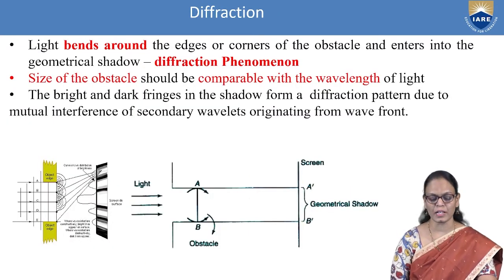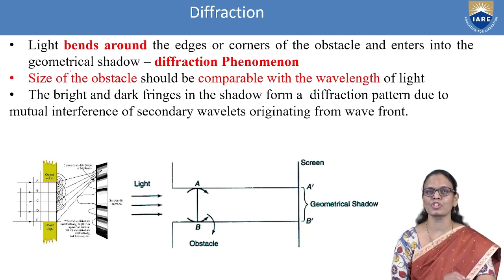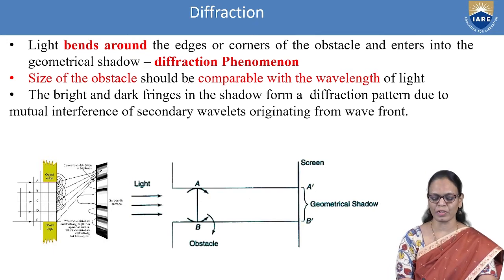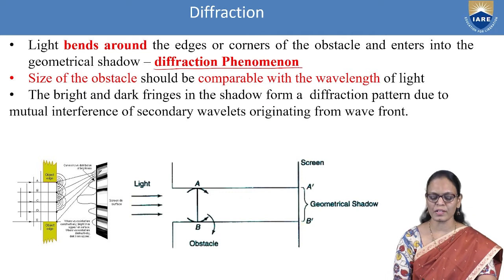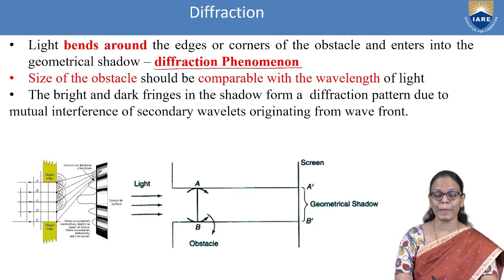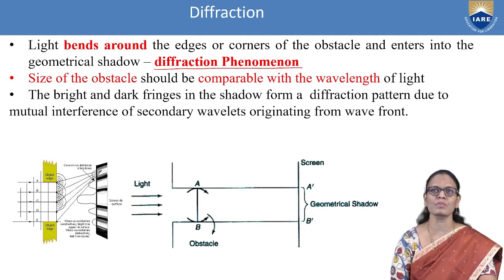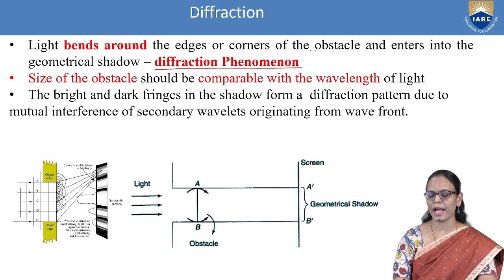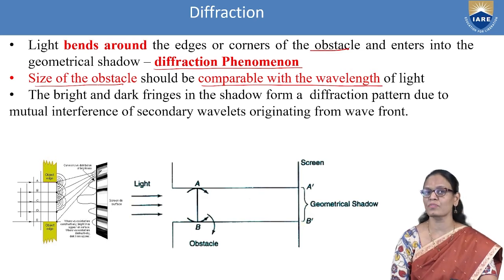Now what we observe is that light bends around the corners of the obstacles and enters into the geometrical shadow. This phenomenon we call the diffraction phenomenon. If you are asked to define diffraction: it is the bending of light around the corners of the obstacle, and then it enters the geometrical shadow. That is the definition of diffraction. And here, the size of the obstacle should be comparable with the wavelength of light. If the size of the obstacle is big, you may not be able to see the diffraction pattern. So always the size of the obstacle should be very small, comparable with the wavelength of light.